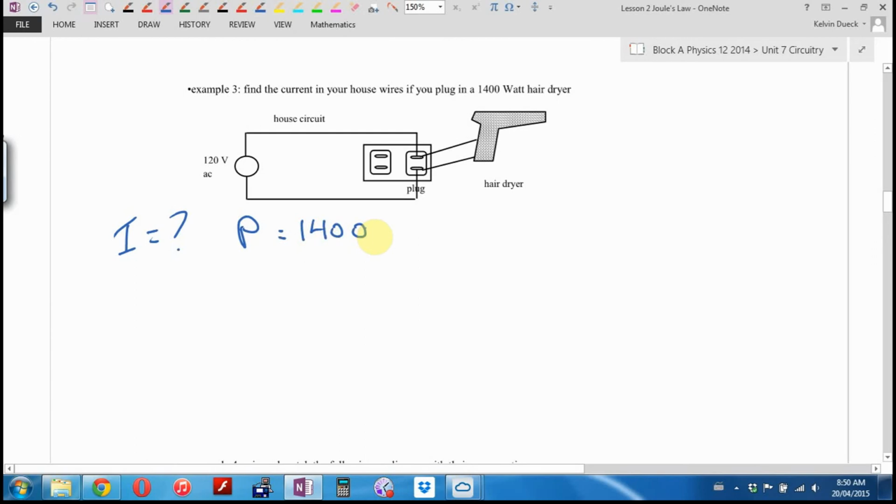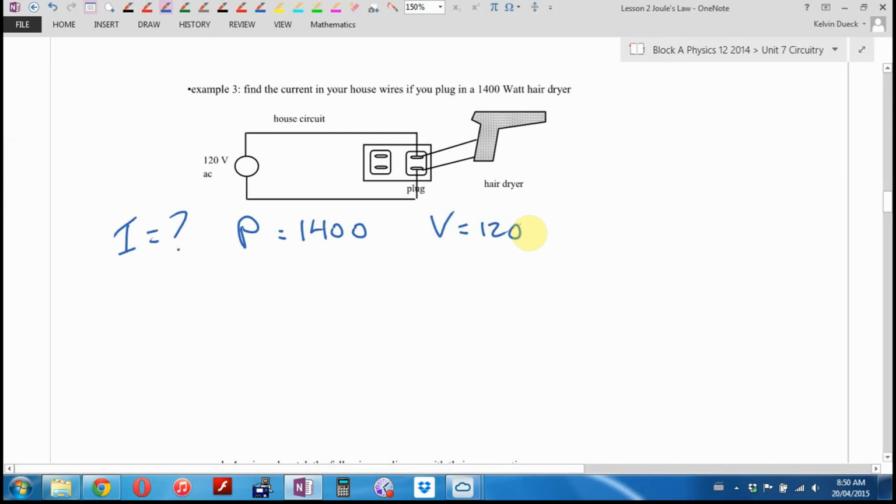What else has this question told me? You have to go look at the circuit itself. They've told me something in the circuit: 120 volts. By the way, folks, what does that AC stand for? It's alternating current. That's what's coming out of your plugs.